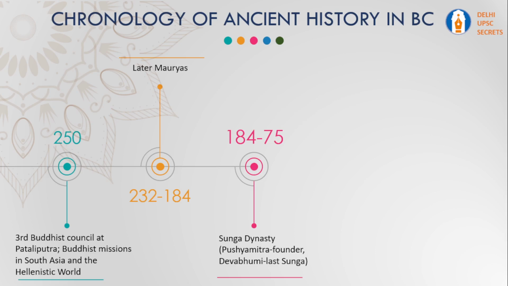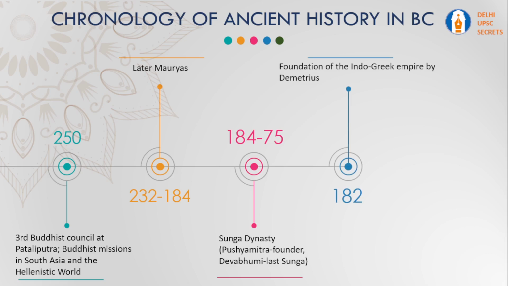The rise of the Sunga dynasty. Pushyamitra was the founder of the Sunga dynasty, and Devabhumi is the last Sunga ruler. It means next to the Mauryas, we have the Sunga and Kanva rule, which emerged in that particular period. Parallelly, in the Deccan region, that is in southern India, we have the Satavahanas. And Indo-Greek influence was there in northwestern India. Coinage, art, everything started emerging in that period.